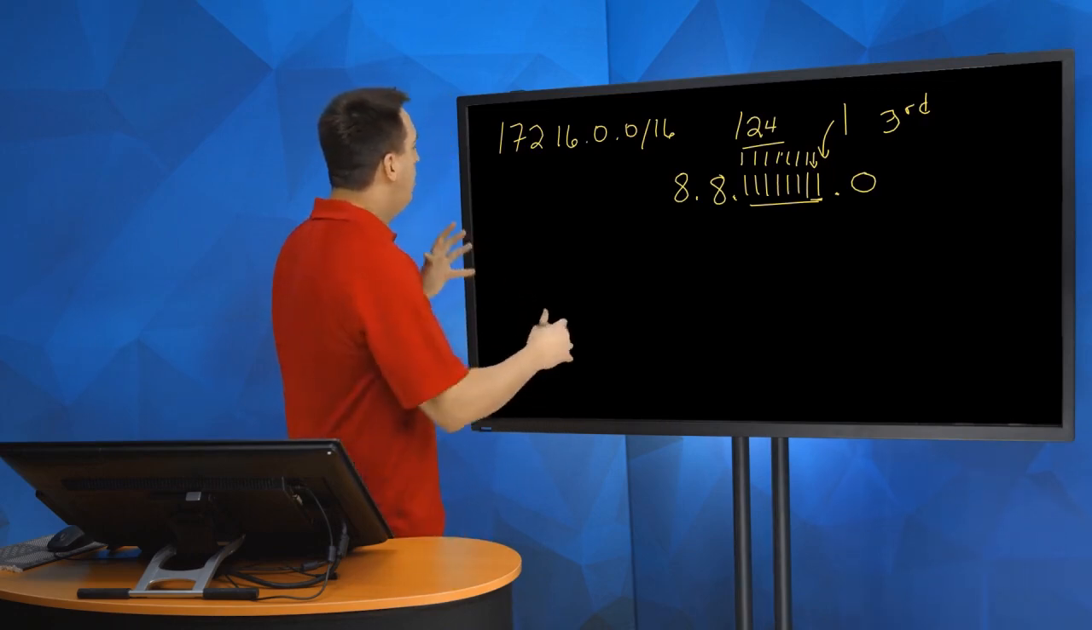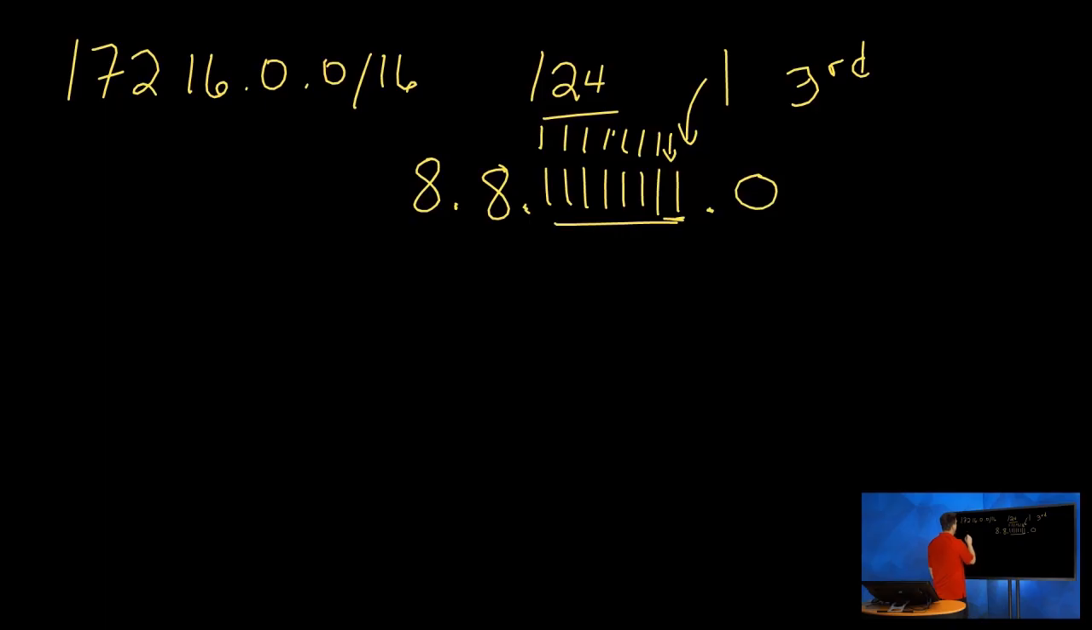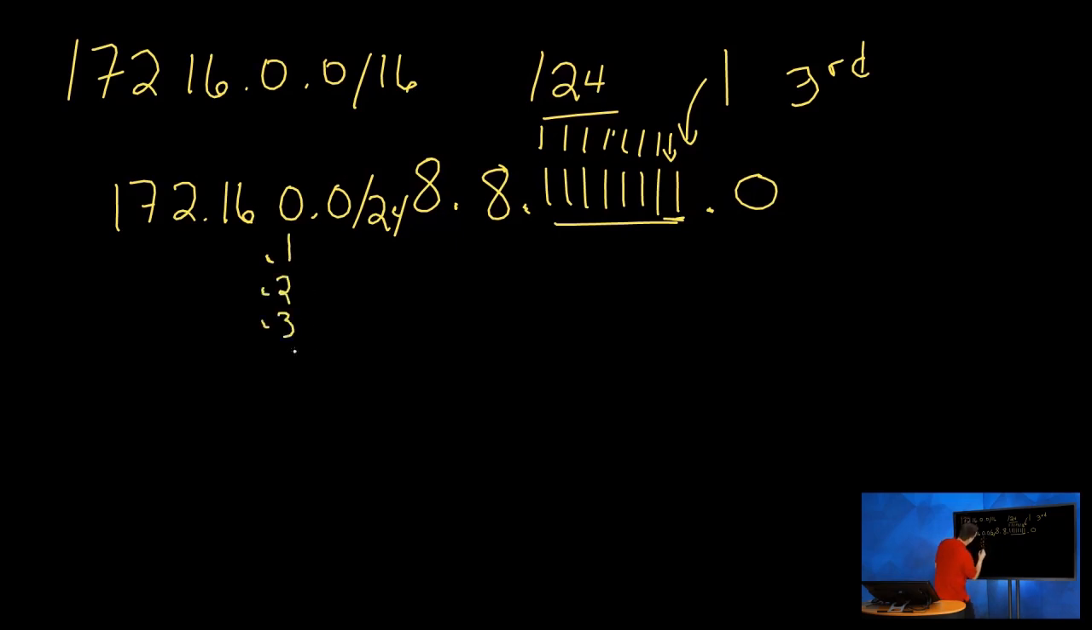So what does that mean now? We go back to our original address, which is 172.16.0.0, slash what now? What's our new subnet mask? 24. So there's our first subnet. That's subnet number 1. Now, subnet number 2 is going to be 172.16 as well, because that's what we originally started with. But we said we're counting by 1 in the third octet. So that means the next one's going to be 1. And then the next one's going to be 2. The next one's going to be 3, 4, 5.